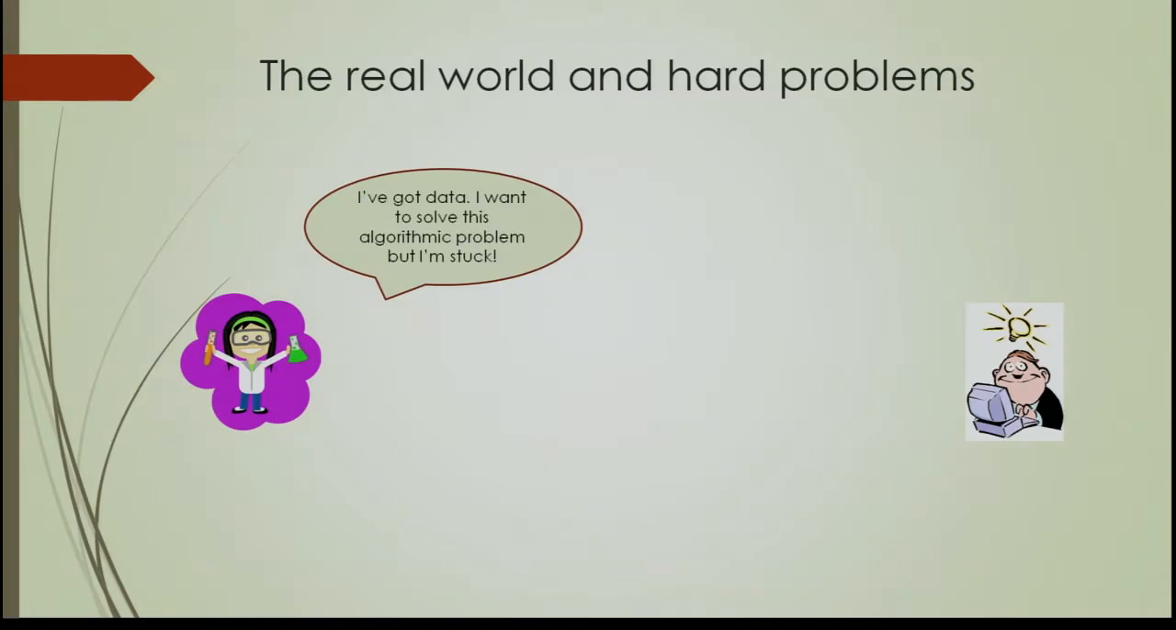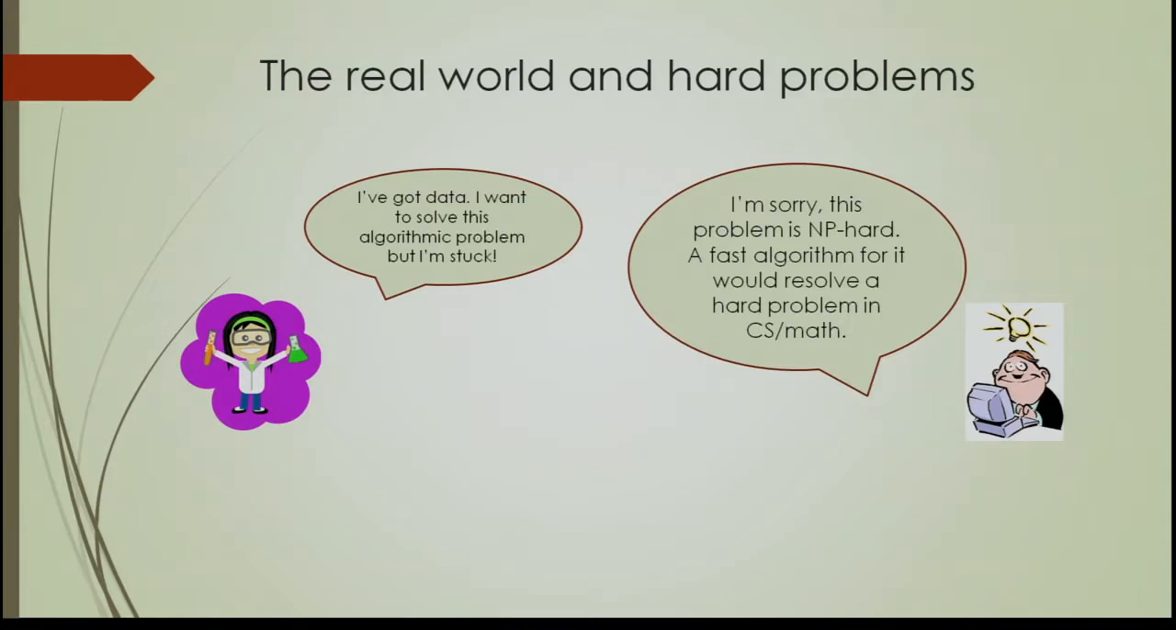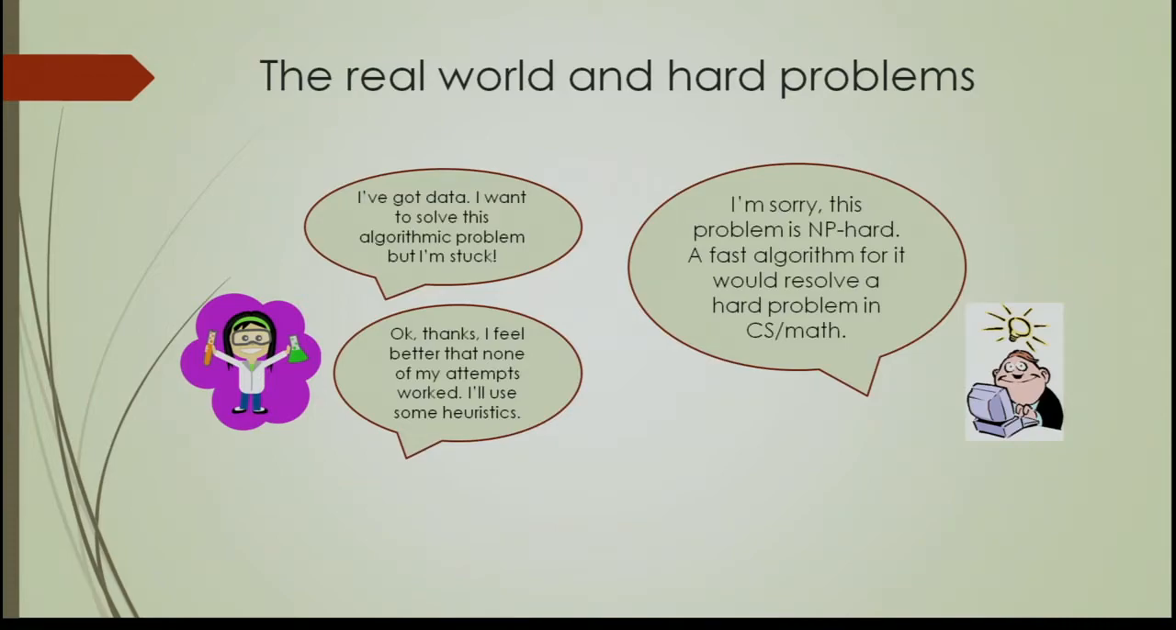So then the scientist goes and finds a computer scientist. This is the best cartoon I could find online. I think this is how the world sees us, apparently. The computer scientist looks at the problem and says, well, I'm sorry to say this is an NP-hard problem. If you would resolve it on all instances with a very fast algorithm, then you would solve a very, very hard math problem. And so the scientist says, whew, everything I tried didn't work, but there's a reason why. I feel better. I'm going to use my heuristics, and I'll be okay. Sometimes they work, sometimes they won't, but probably the best algorithm has this problem too. So this is some solution to the hard problems.